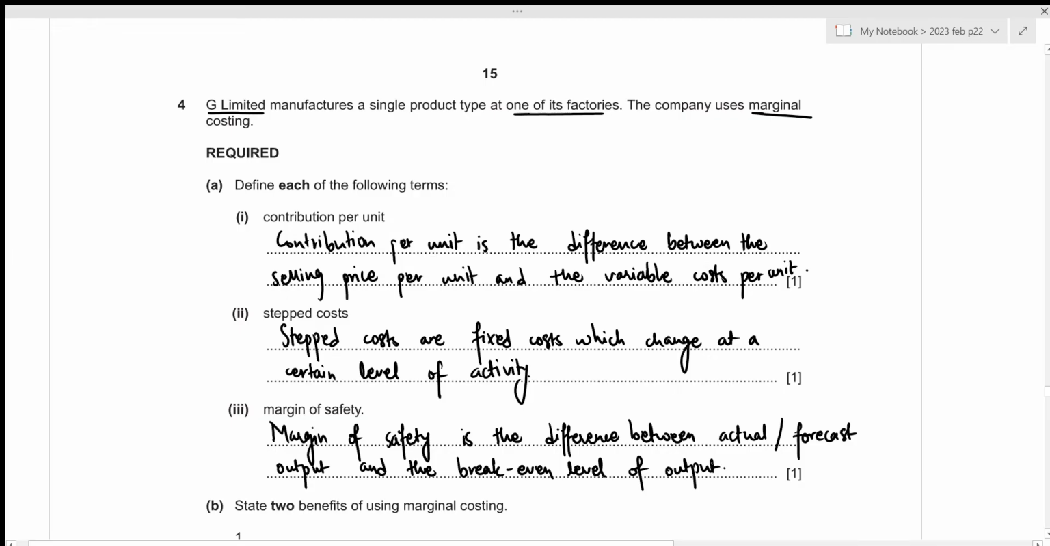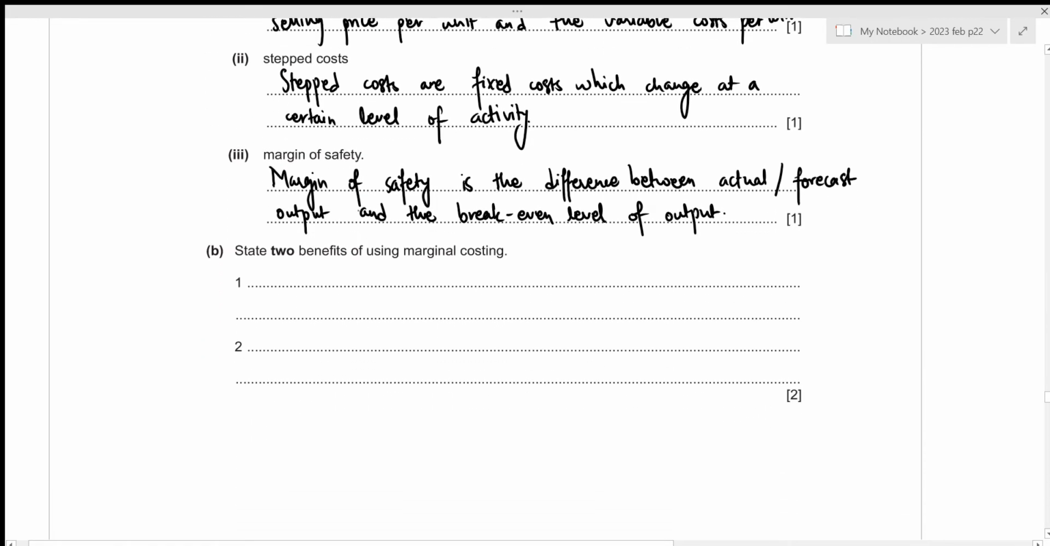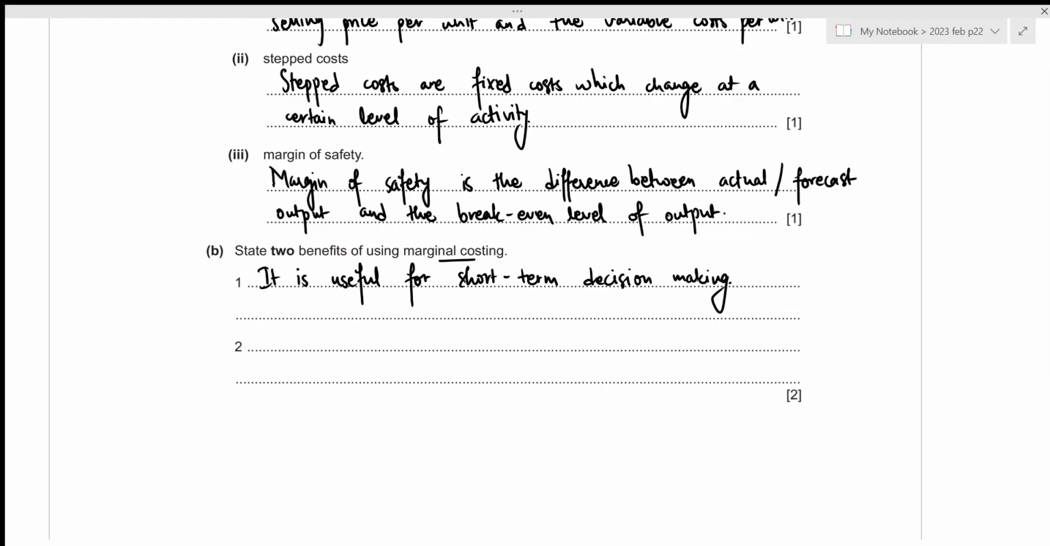This concludes the first part. Let's move to the second one. We now need to say 2 benefits of using marginal costing. So the very first benefit is that it is useful for short-term decision making. And the second one is that it definitely avoids the arbitrary apportionment of fixed costs as we used to do in case of absorption costing.